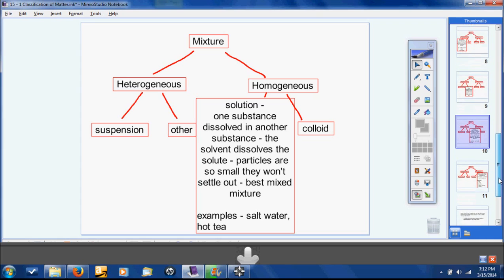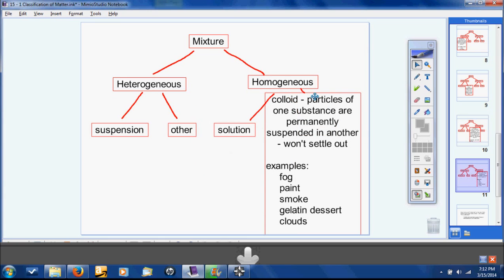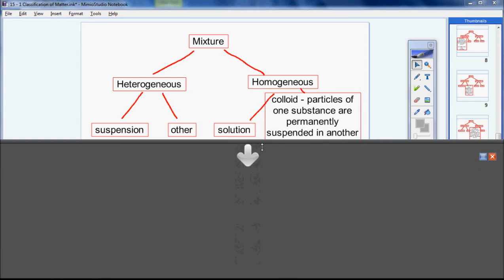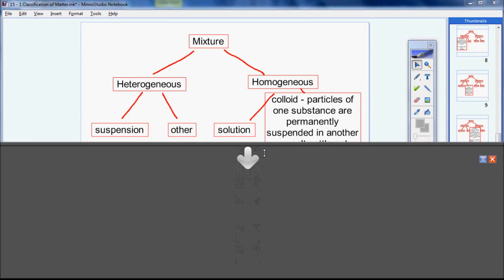That leaves us with colloids. Now colloids are one of those things that you've all encountered, but you didn't know they were colloids. Okay, colloids are also homogeneous mixtures, well mixed. In other words, they're pretty much the same throughout, just like our prefix means, the same throughout. So in a colloid, the particles of one substance are permanently suspended in another.